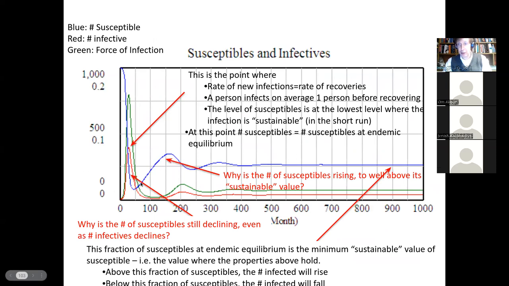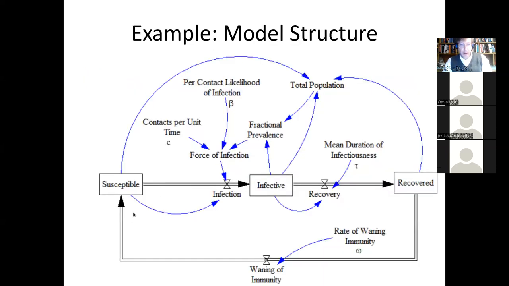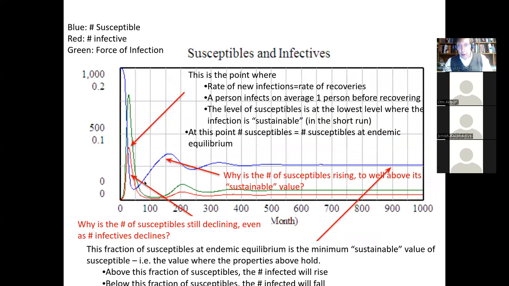But basically, for susceptibles, if the number of susceptibles is going up in the population, the inflow to susceptibles has to be greater than the outflow from susceptibles. That's why it's going up. More people per day are waning immunity at this time than are getting infected. And that's why it's going up.